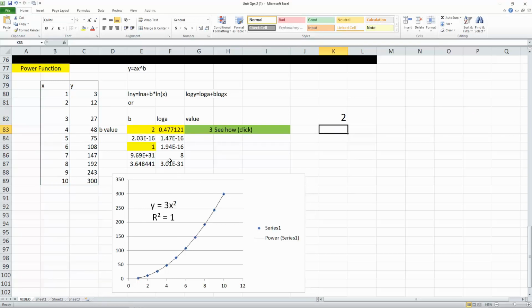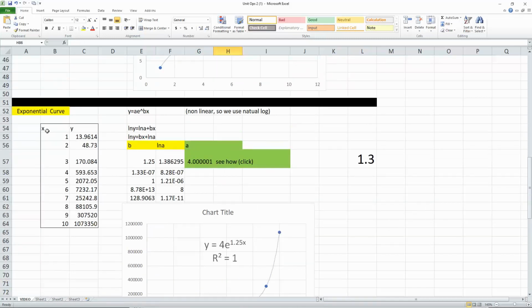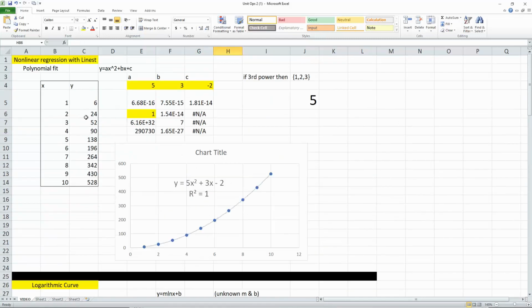And then this term right here would be log a, and you want to solve for a, so you simply need to raise it to 10. You say 10 raised to this term, and this is how you would get the 3. That's all you need to do in order to solve for power functions, exponential curves, logarithmic curves, and a polynomial using LINEST.